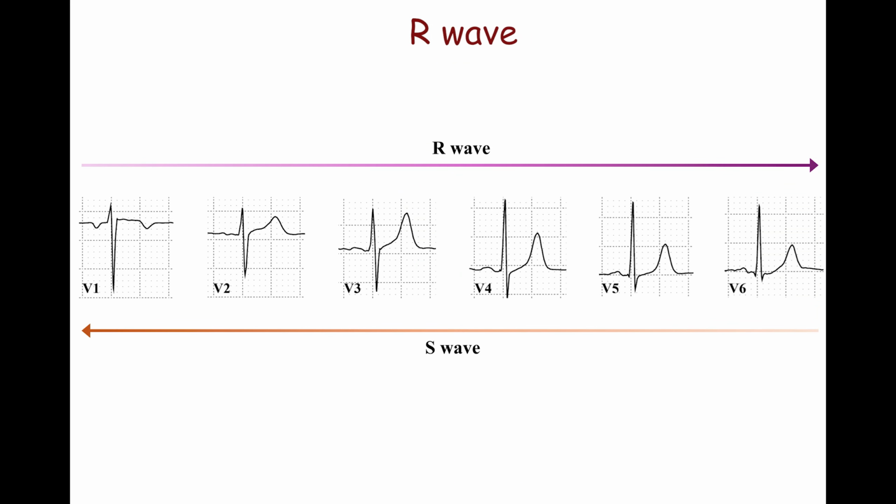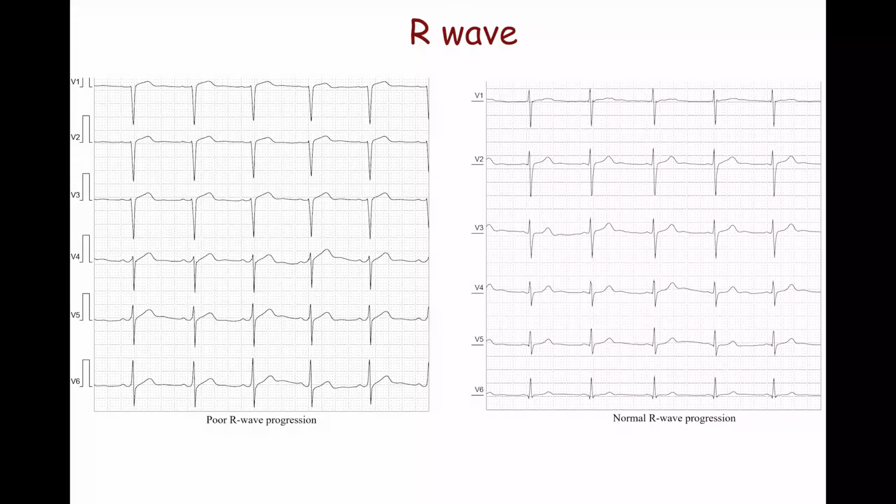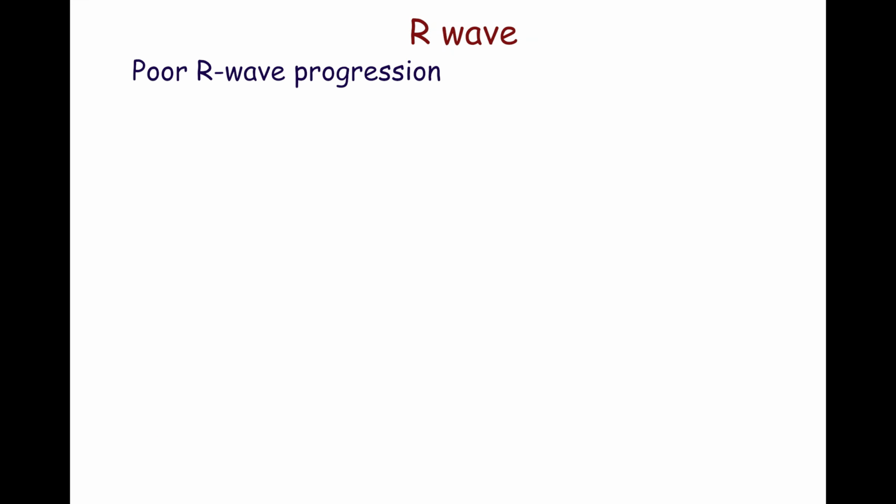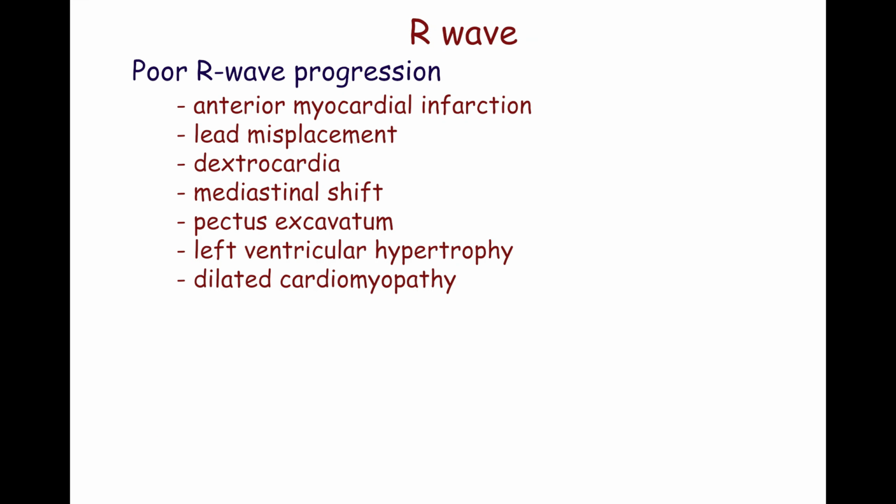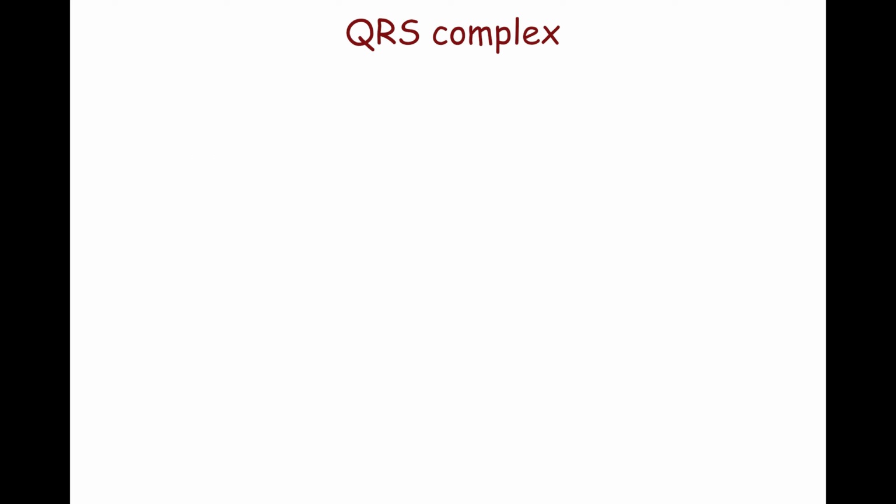The R wave progression in the precordial leads should always be evaluated. Normally, the R wave amplitude in lead V3 should be greater than 3 mm. Anterior myocardial infarction, lead misplacement, dextrocardia, mediastinal shift, pectus excavatum, left ventricular hypertrophy, and dilated cardiomyopathy may result in poor R wave progression. It's important to look at the QRS complex voltage.